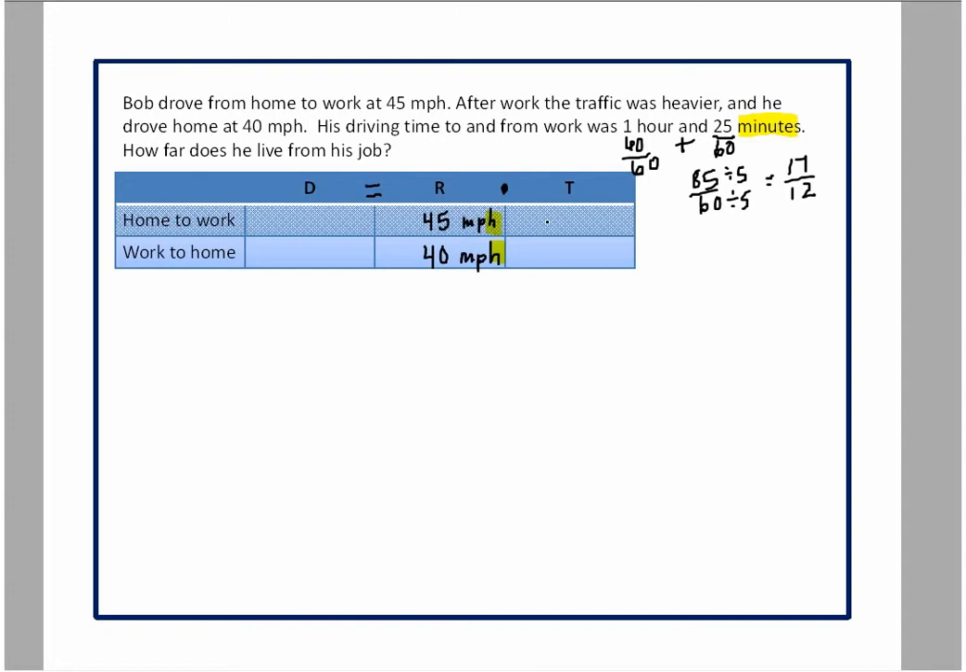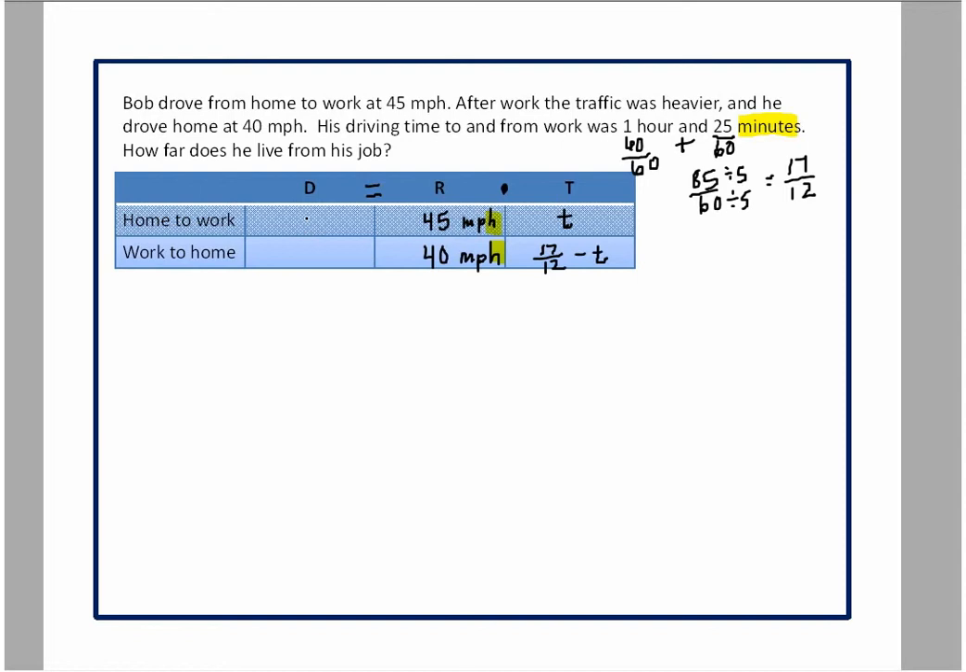So I like to use t for time, so I'm going to let one of these be t. It really doesn't matter which one you let be. It works out both ways. So I'm going to let the top one, going to work, be the time it takes to get to work. Then for the trip home, we have to take the total time it took, which is the 17/12, and we subtract the time it took to get to work, which we said was t. So that's where you get the 17/12 minus t.